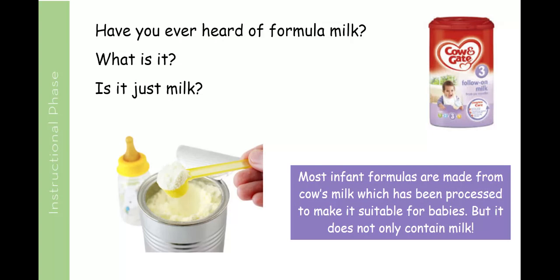So, most infant formulas, so formula milk made for infants, is actually made from cow's milk, which has been processed to make it suitable for babies. But it does not only contain milk. So therefore, it's no longer a pure substance because it's not just pure milk. It's now a mixture.